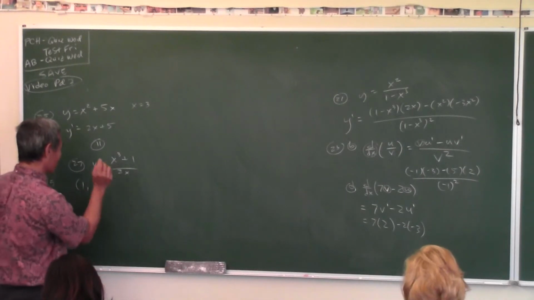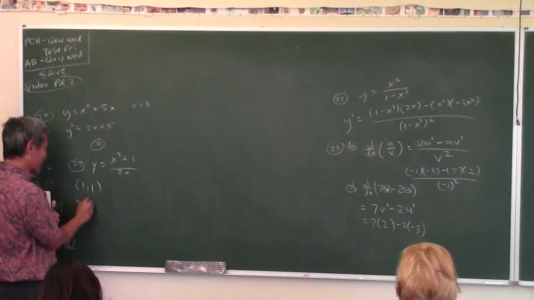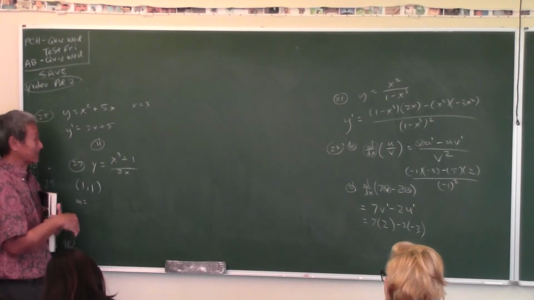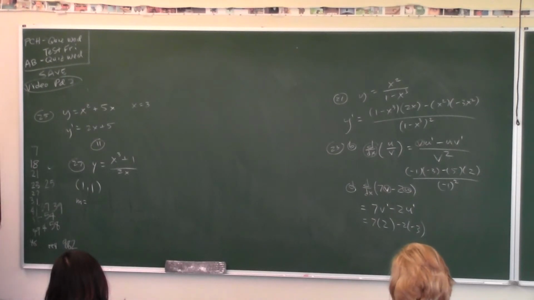So if I plug in 1, you get 1 plus 1 over 2. That's 1. Now, how do you compute the slope of the tangent line? You gotta compute the derivative. The derivative tells you the slope. So, what do you want to do? You got two choices here: quotient rule or lift and separate.